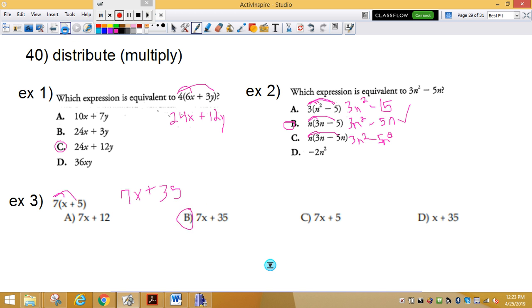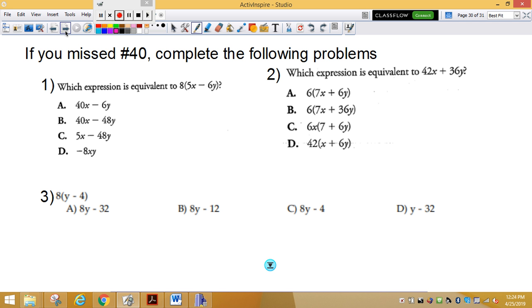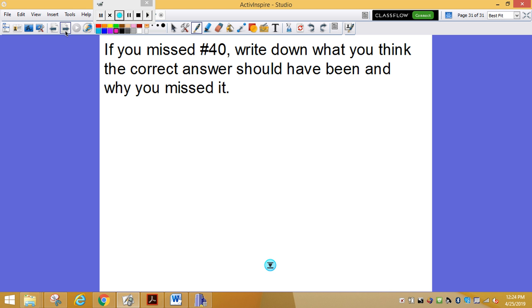So if you still missed 40 after watching the video, I want you to try these 3 problems. You can just write down 1 and what the answer is, and 2 and what the answer is, and 3 and what the answer is. And then if you still miss 40, write down what you think the answer should have been and why you missed it.